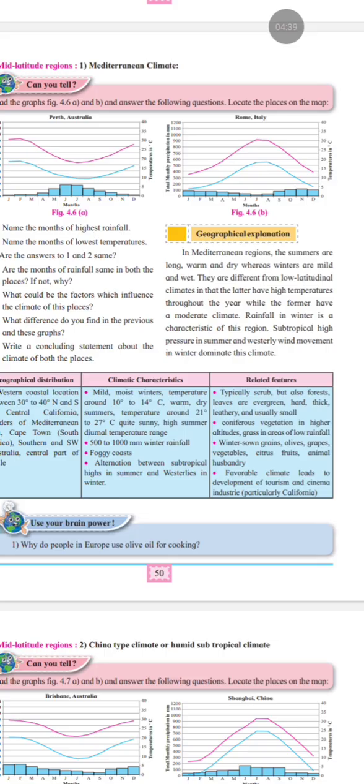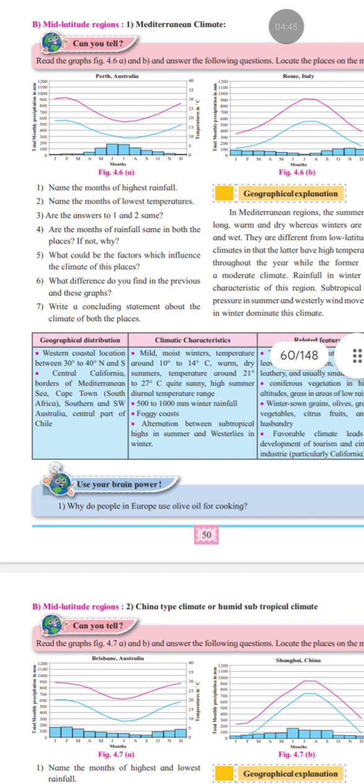Now, temperature and rainfall. During winter, temperature is around 10 degrees Celsius to 14 degrees Celsius. Summers are warm and dry with temperatures around 21 degrees Celsius to 27 degrees Celsius. Summers are generally quite sunny and the diurnal range of temperature is also high here.